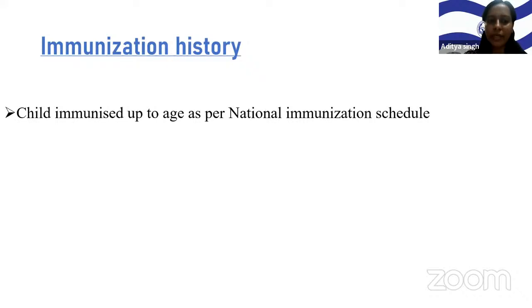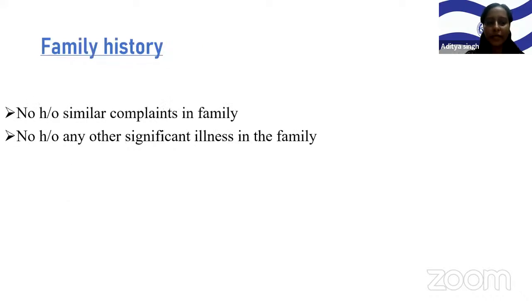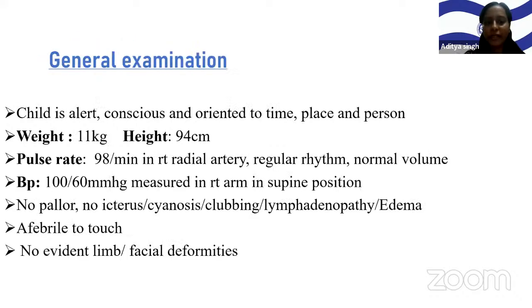Immunization history: child immunized up to the age as per national immunization schedule. Personal history: patient takes a vegetarian diet, no history of bowel and bladder disturbance, no sleep disturbances. Family history: no similar complaints in the family, no other significant illness in the family. General examination: child is alert, conscious and oriented to time, place and person.